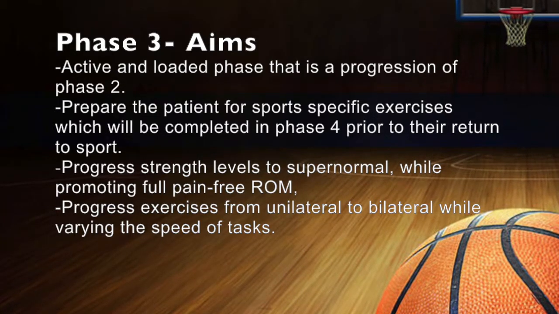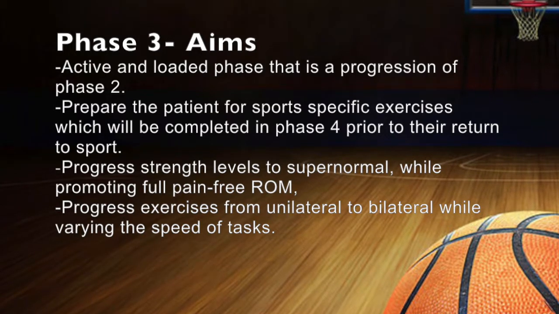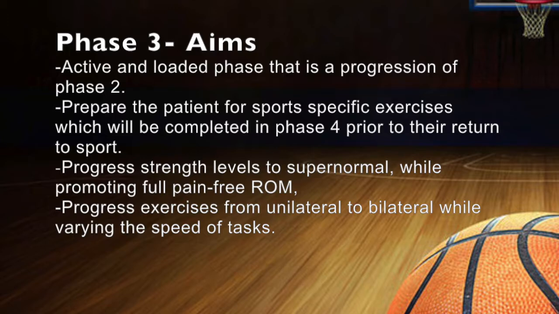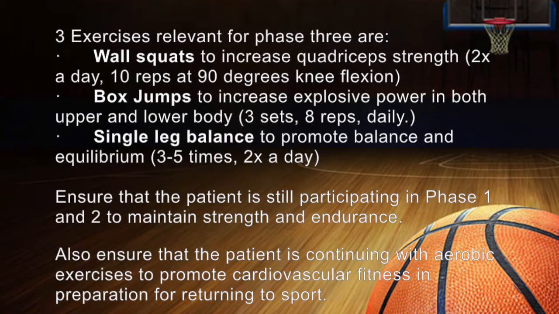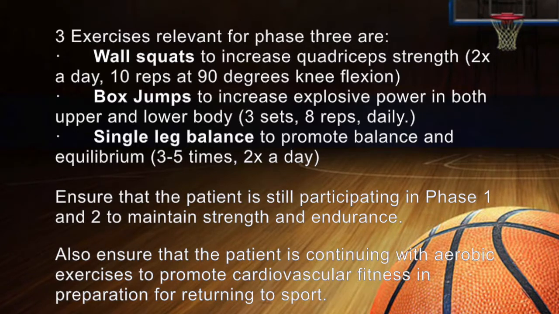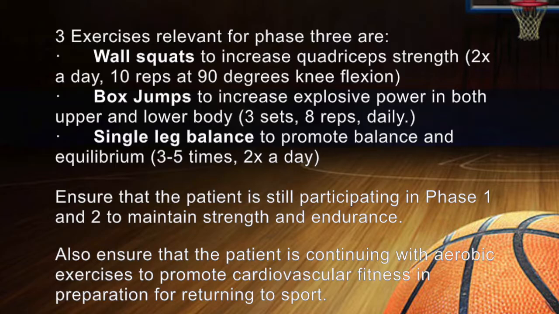We want to progress strength to supernormal levels while promoting full pain-free range of motion, and we want to progress exercises from unilateral to bilateral while varying the speed of the tasks. 3 exercises relevant for Phase 3 are listed there, and I'll go into further detail with some videos explaining these exercises.